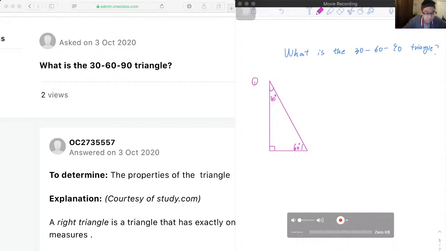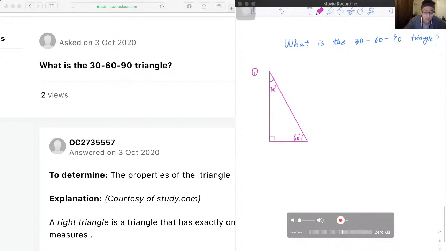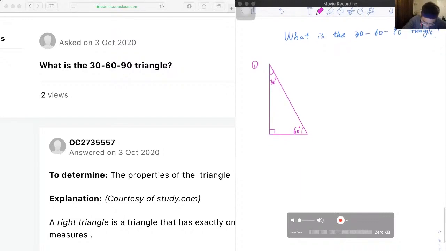A right triangle just means it has exactly one right angle, which is a 90-degree angle. So it is a right triangle.